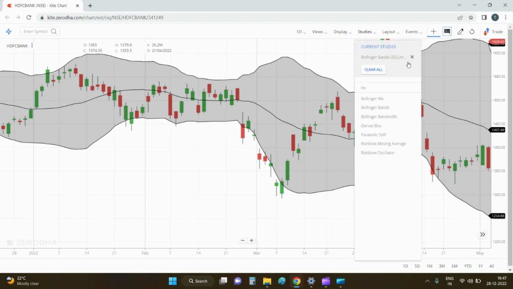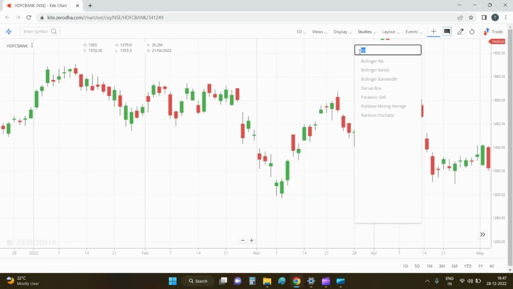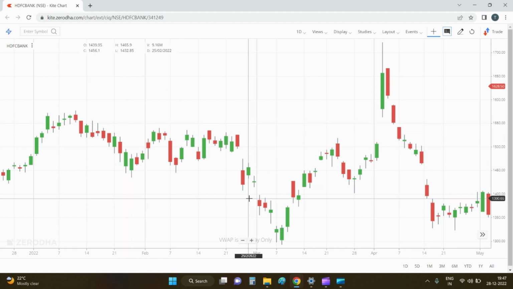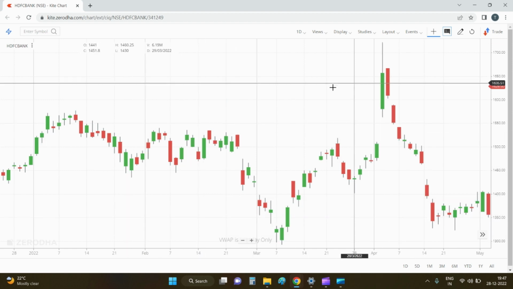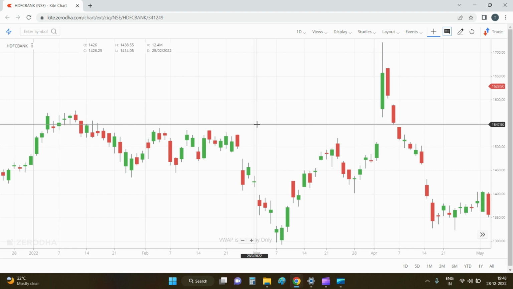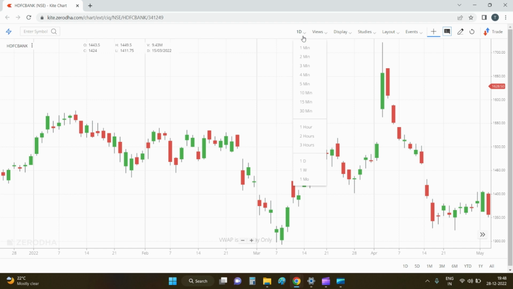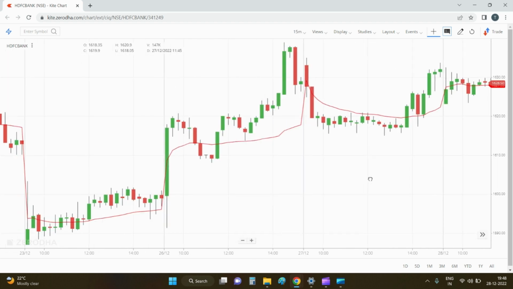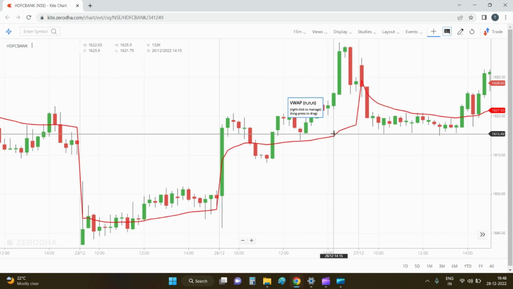Okay, so next is VWAP, that is volume weighted average price. We have applied this VWAP, but we cannot see any indicator, because we are looking at the daily chart, and VWAP is an intraday indicator. So we need to reduce the time frame to less than 1 day. Suppose now, let's open the 15 minutes chart. Now you can see this red line, that is the VWAP indicator.